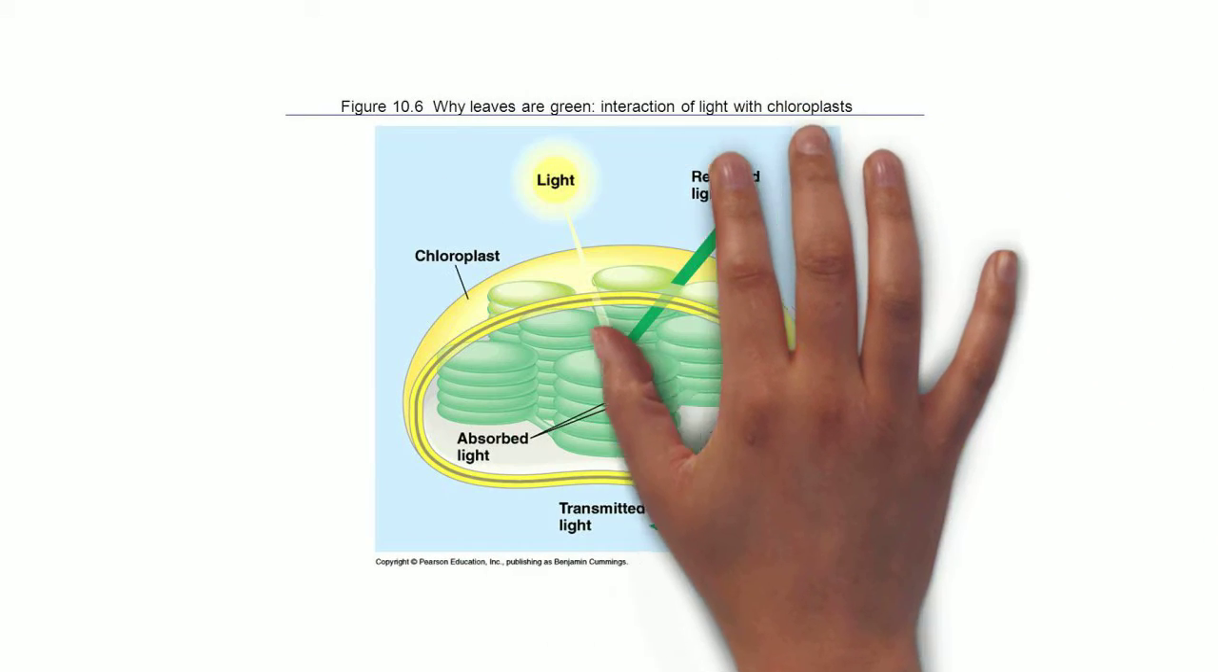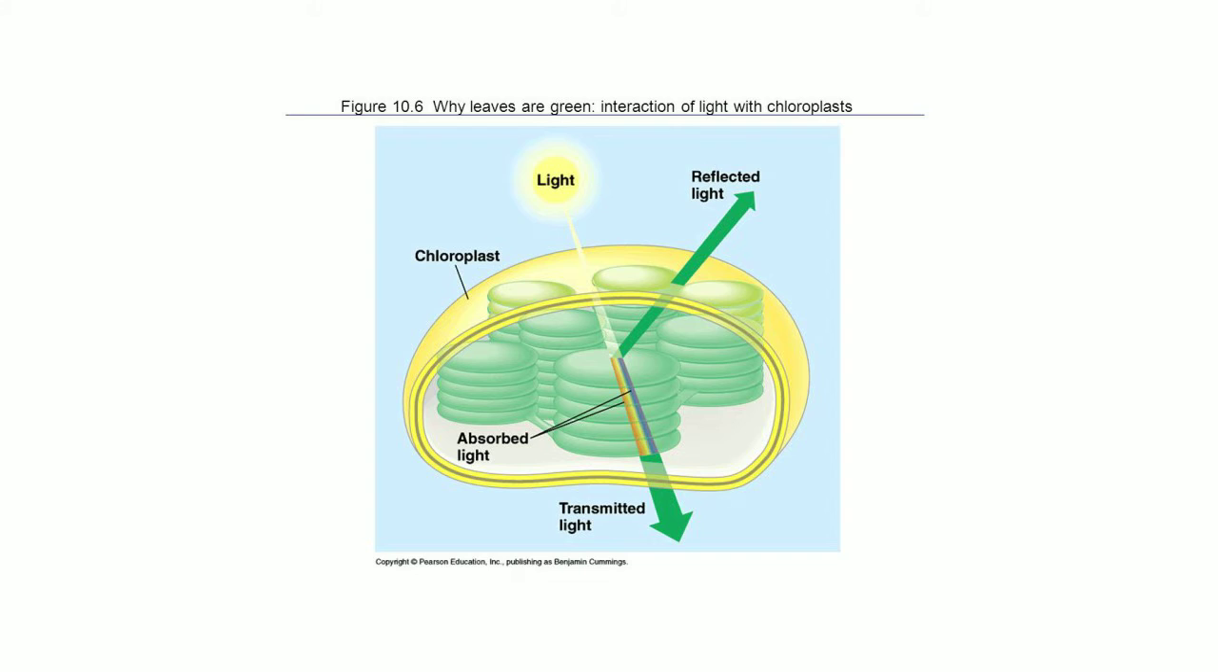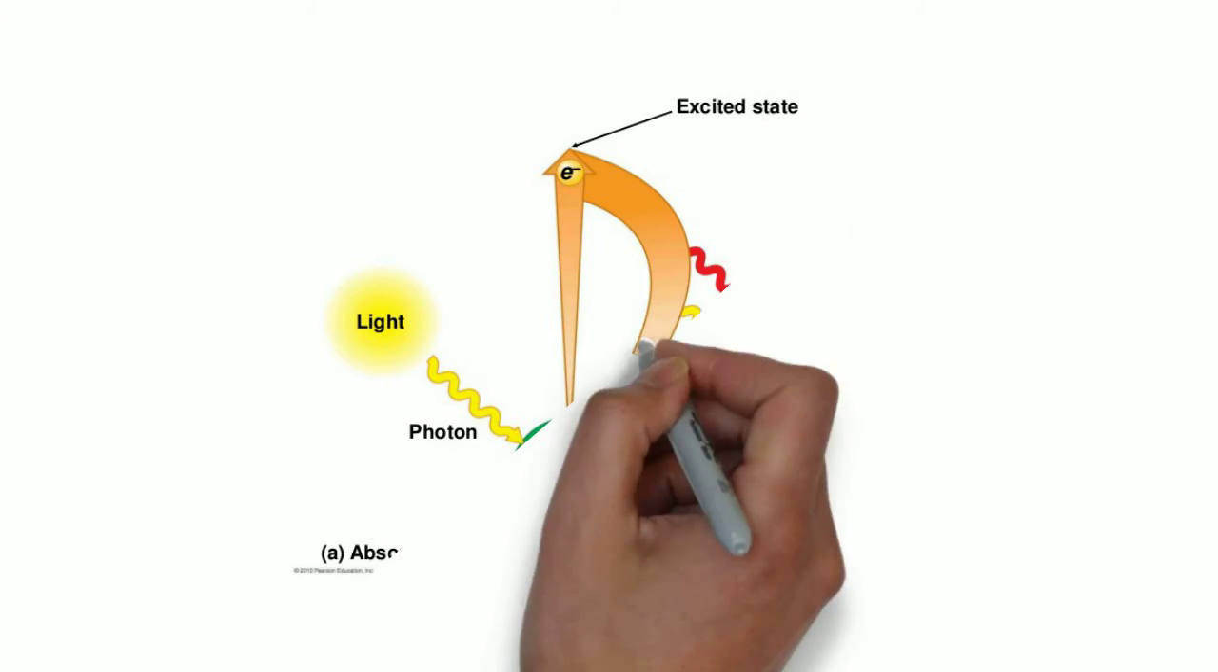The interaction of light with chloroplasts can explain why leaves are green. The chlorophyll molecules of chloroplasts absorb violet, blue, and red light, the colors most effective in driving photosynthesis, and reflect or transmit green light.